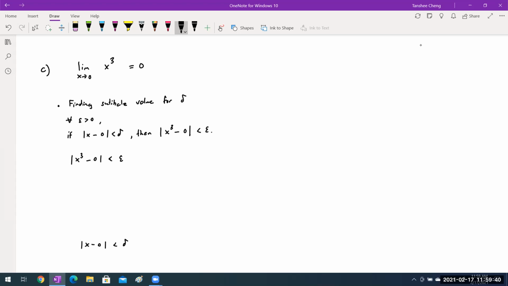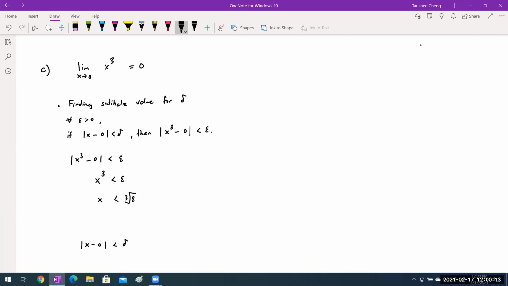So for this one, if I simplify, this is basically the absolute value of x to the third power is less than epsilon. We know that epsilon is greater than 0, so therefore I can simply say that x to the third power is less than epsilon, which is always going to be true from this step to that step. So therefore I will be able to find the cube root of epsilon in here.